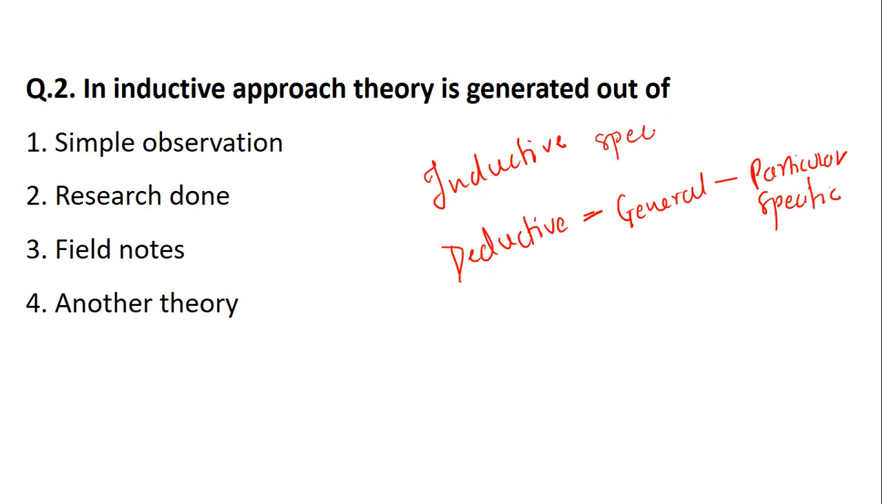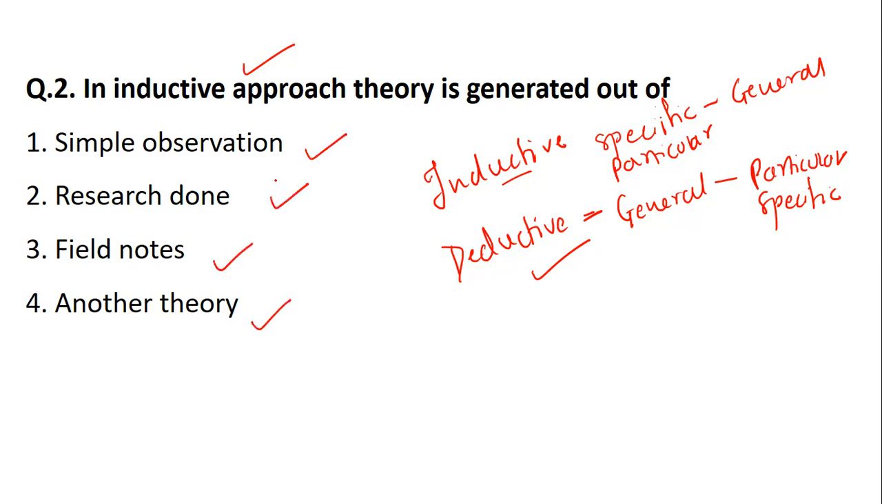Deductive we have done. Inductive is the opposite: from something specific, we go towards something general. You start from something very particular and move towards a general. So they are asking us, in the inductive approach, the theory is generated out of what? With the help of simple observation, research, field notes, or another theory? Inductive is called the bottom-up approach, whereas deductive is the top-down approach.